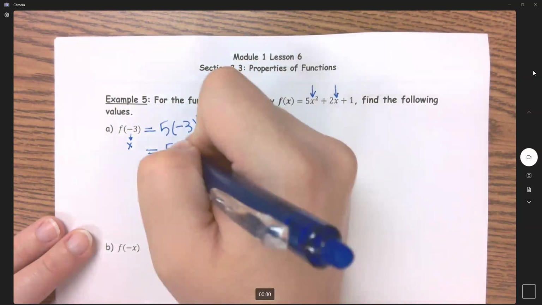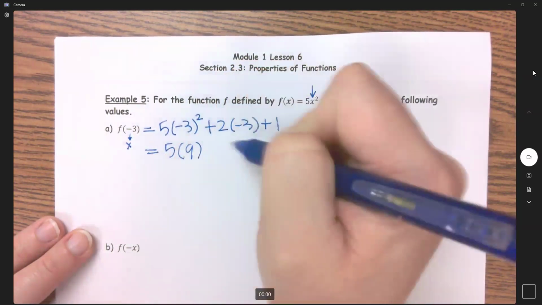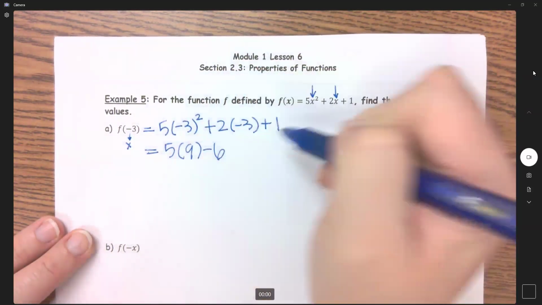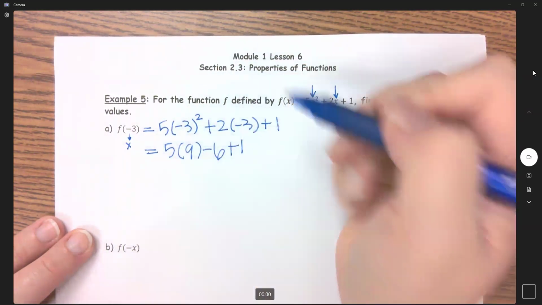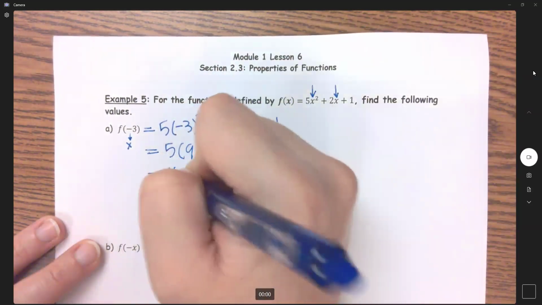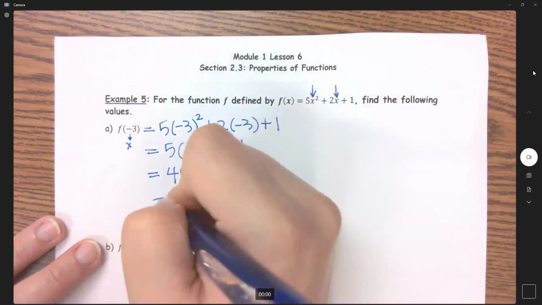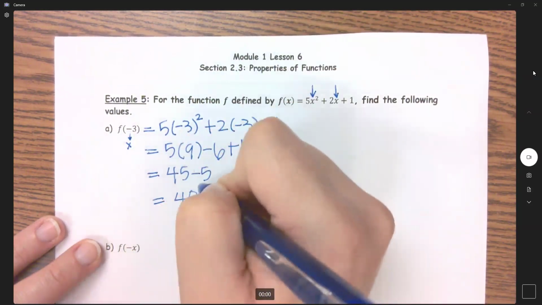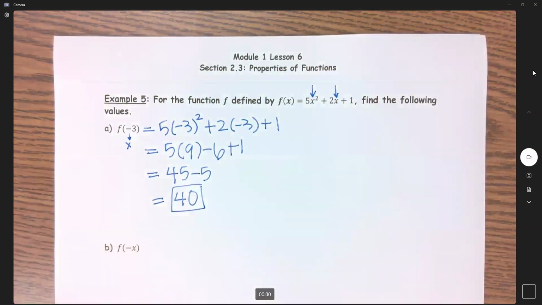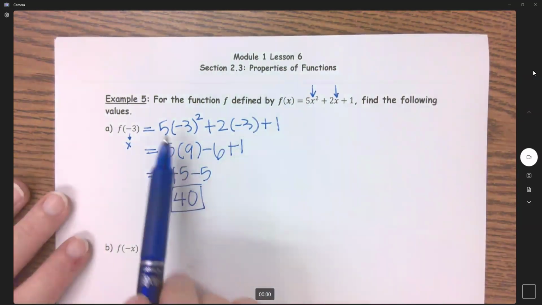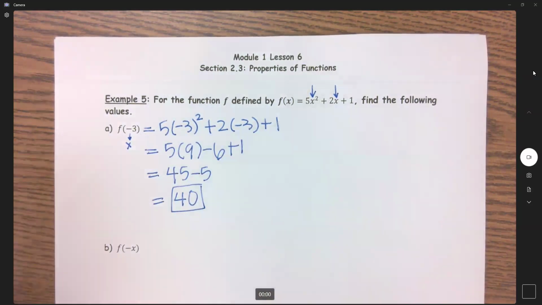Exponents first, so I'm going to do 5 times 9. That's going to give me a -6 plus 1. Here we get 45 minus 5, so this equals 40. Okay, but you can put this in your calculator just like that if you want. So when I get f of -3, we're just simply substituting in that value into our function. What do we get?